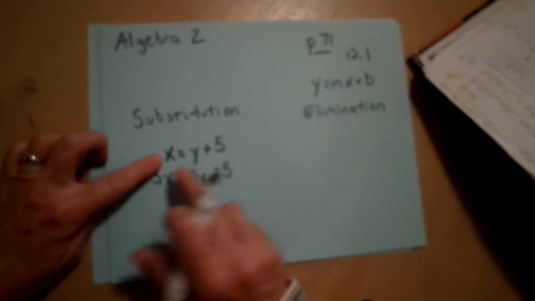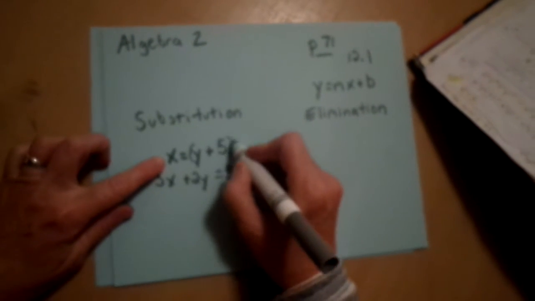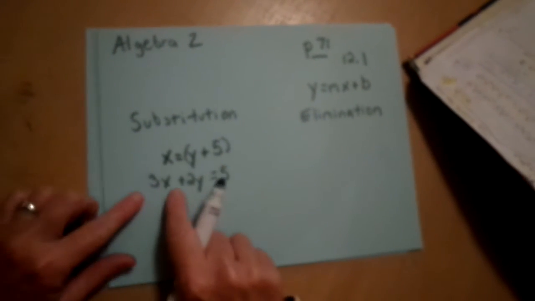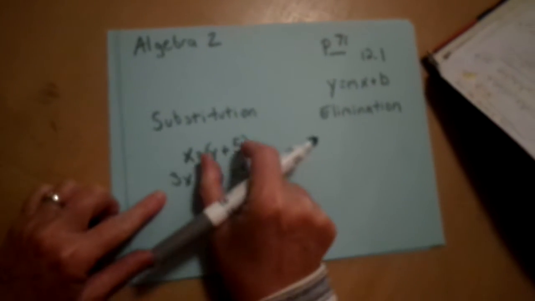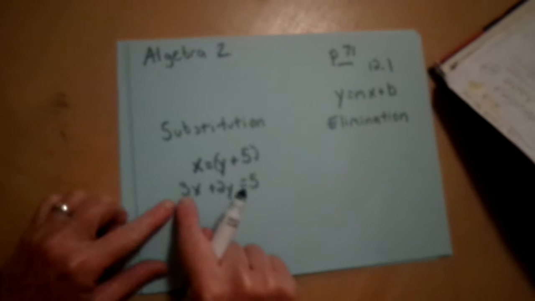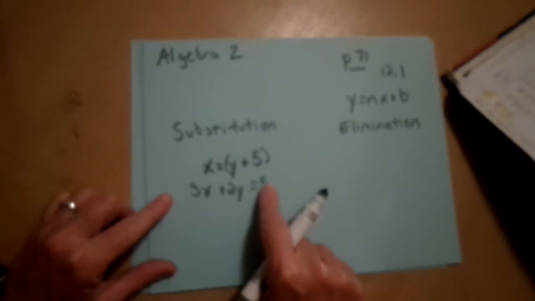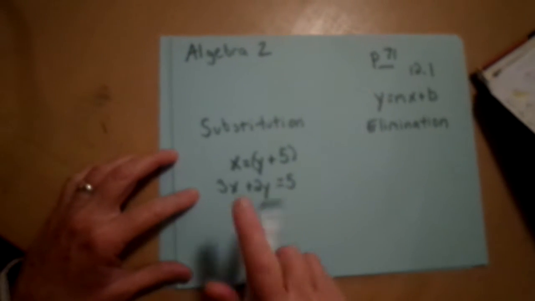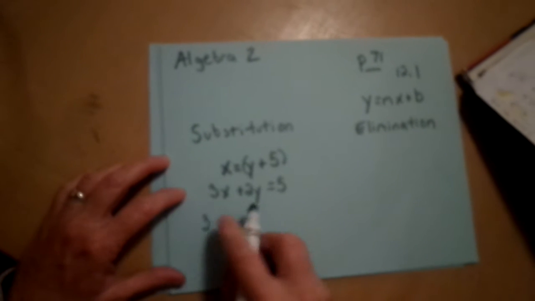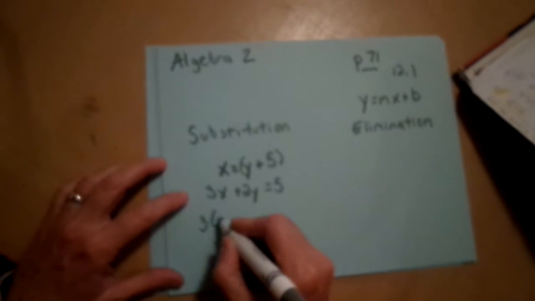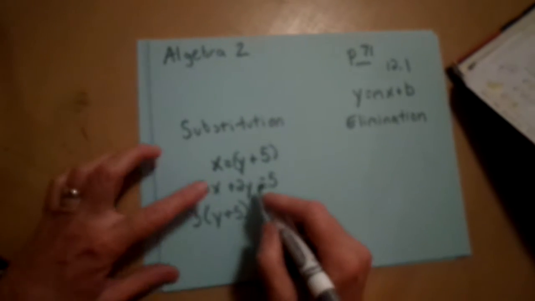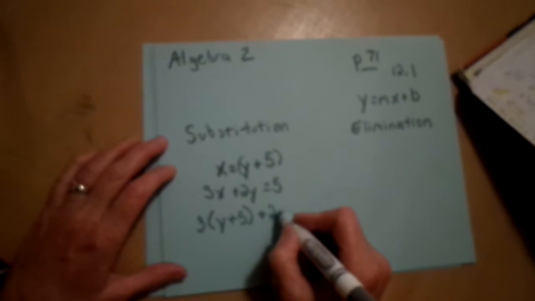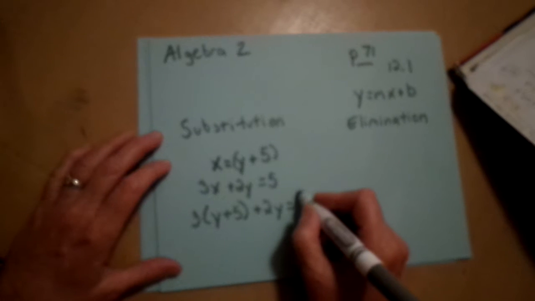This says that x equals this thing right here. X equals y plus 5. So what we can do is in this equation, every time we see an x, we can put this in instead, which will leave this equation with only y's, which means we can solve it. So if we do that, we say 3 times y plus 5, substituting that in for the x, plus 2y equals 5.